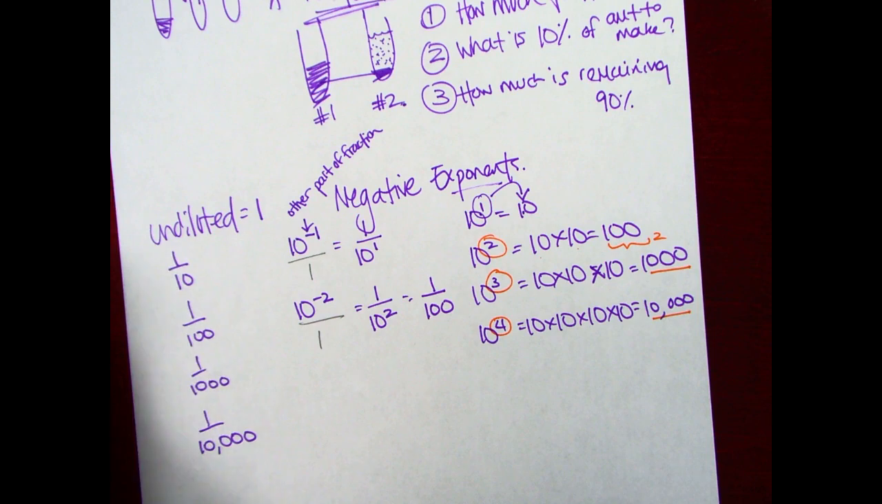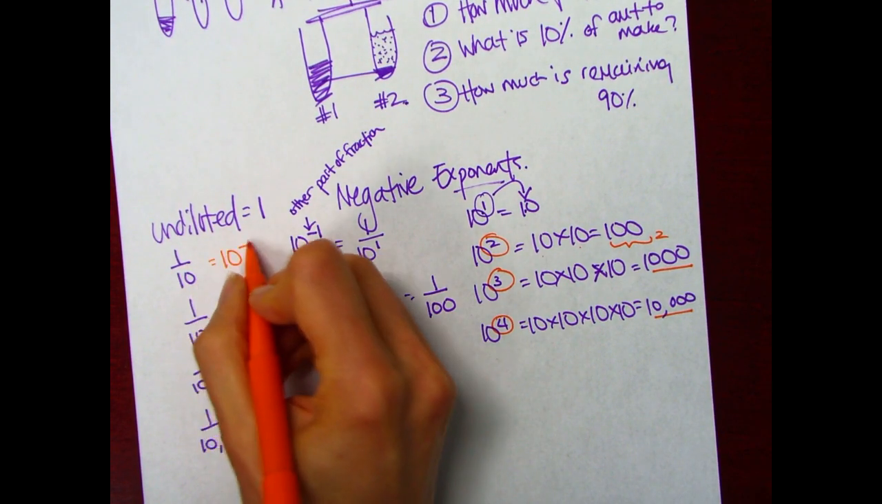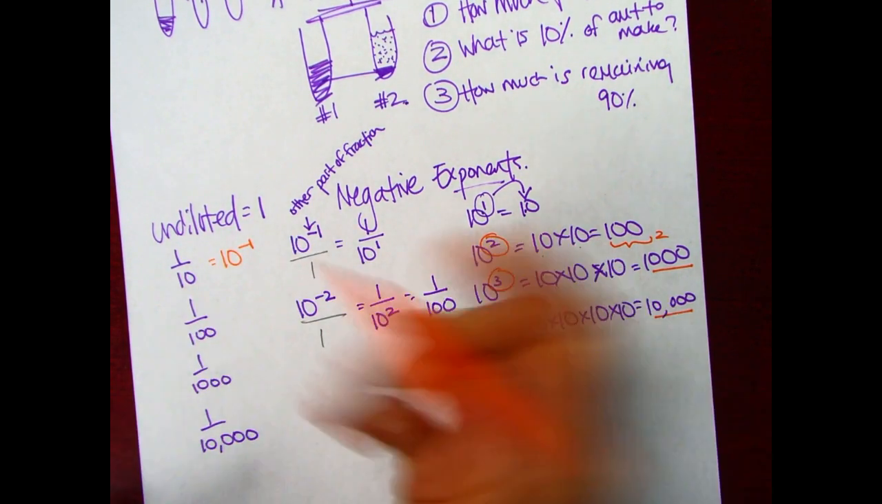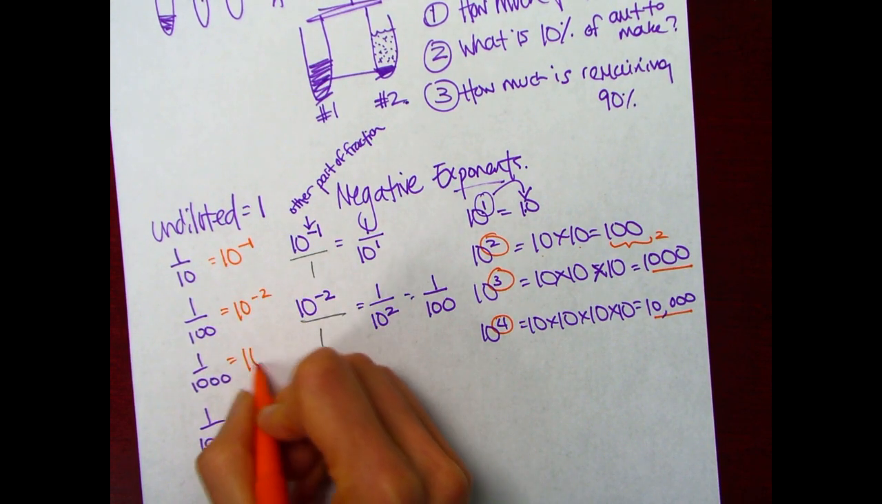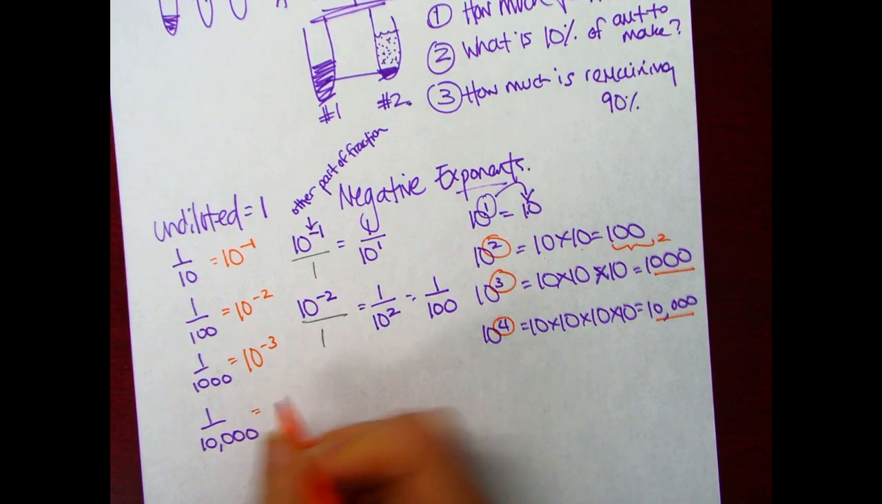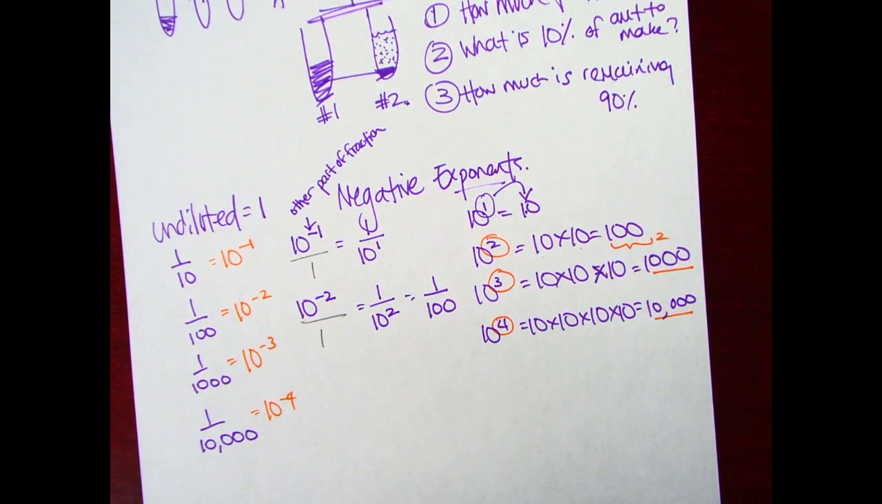So when you guys are labeling, when we're talking about dilutions and when you're labeling your plates and whatnot, you're not going to write 1/10th. You're going to write 10 to the minus 1. And then for 1/100th, you'll write 10 to the minus 2, 1/1000th, 10 to the minus 3, 1/10,000th, 10 to the minus 4, etc. So you can do as many dilutions as you want. 1/1,000,000th. 1 million has 6 zeros, so 1/1,000,000th is 10 to the minus 6, etc.